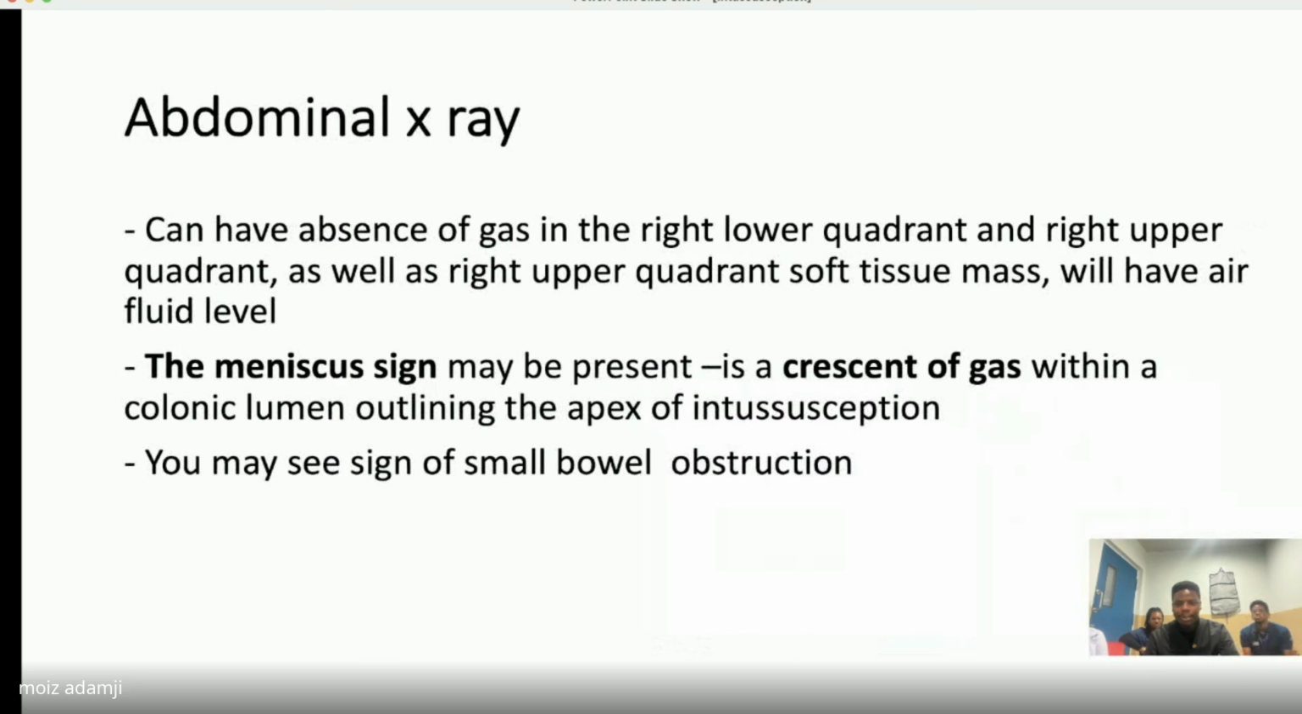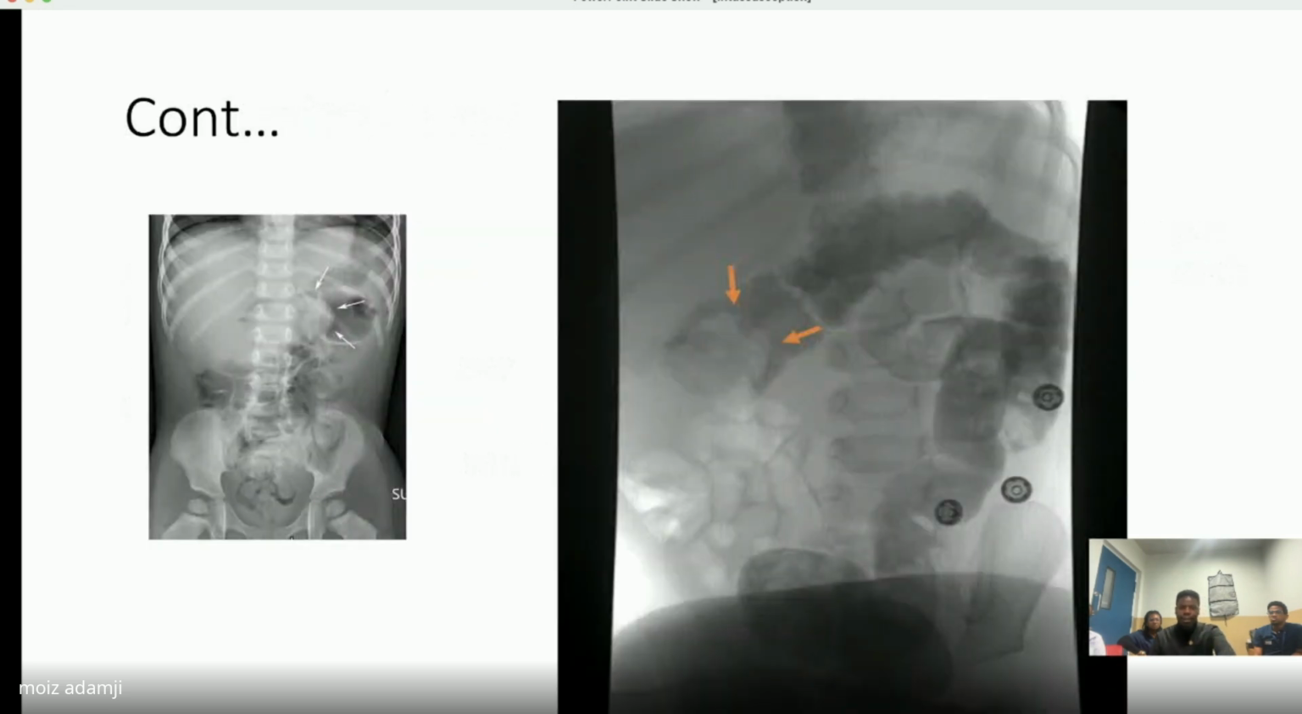Okay, thank you, Dr. Moise. Then it's very crucial to do the abdominal X-ray, and on abdominal X-ray, you may find the meniscus sign, where you see a crescent of gas within the colonic lumen, outlining the apex of the intussusception. And you may see signs of small bowel obstruction. You may see the bowel dilated. As we can see, the meniscus sign on both images, we can appreciate it. And we may see the bowel dilated, which implies that the patient already has intestinal obstruction.